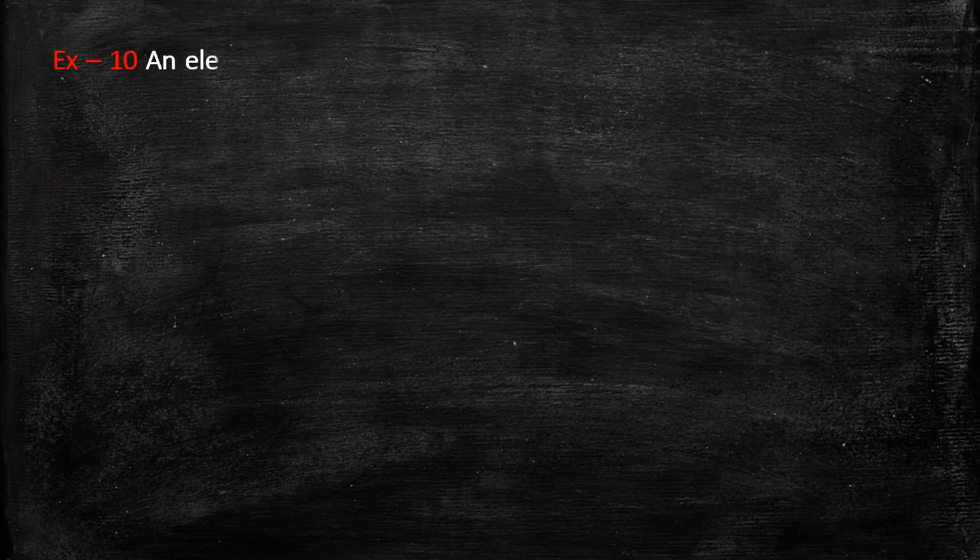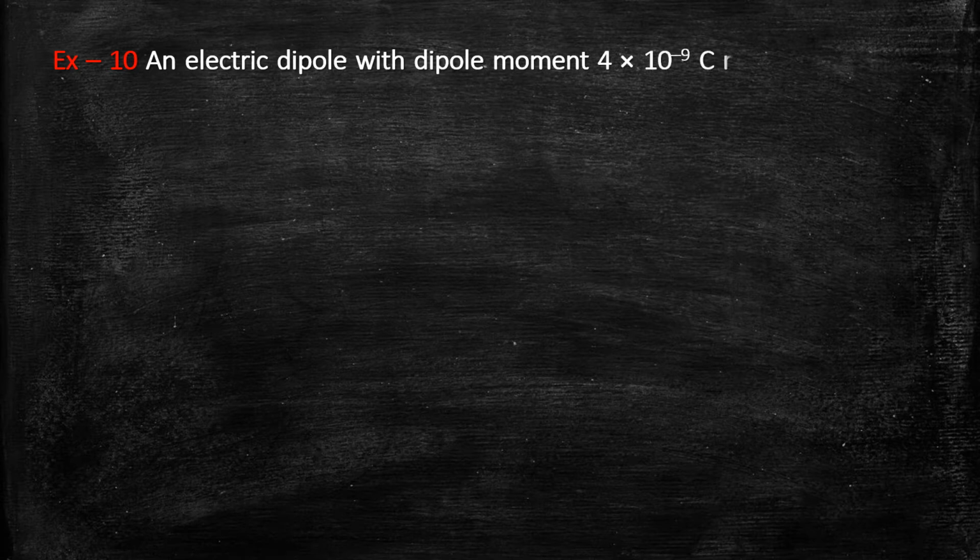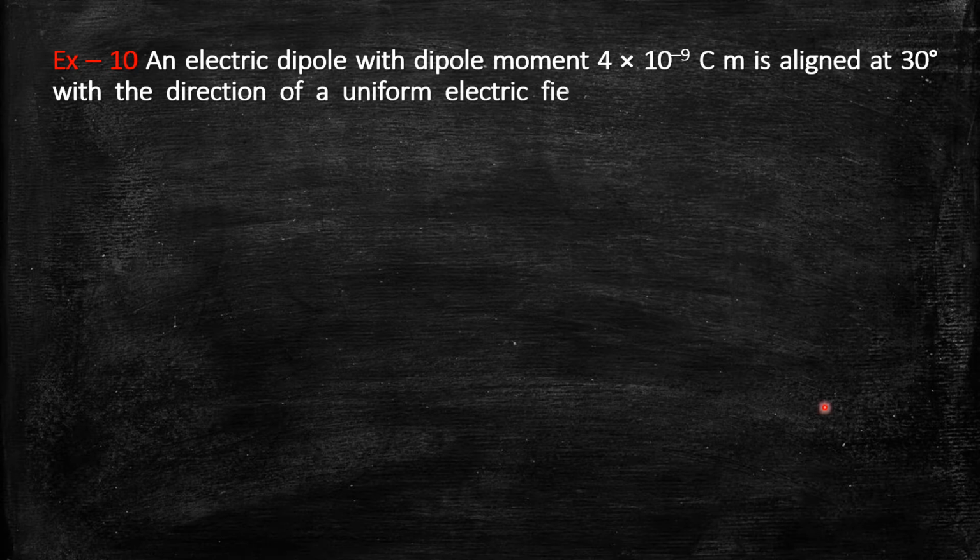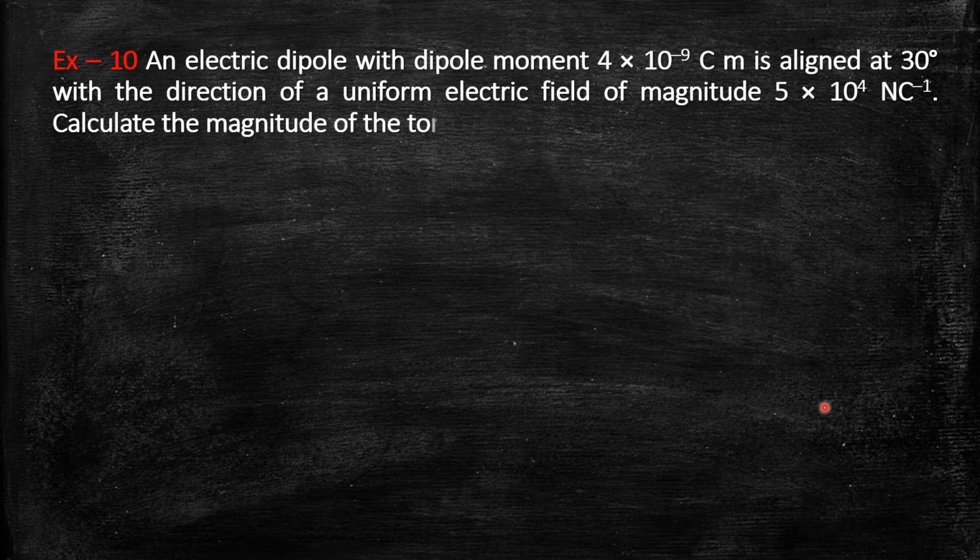In 10th one, we have an electric dipole with dipole moment 4 into 10 raised to minus 9 coulomb meter aligned at 30 degree with the direction of uniform electric field, and field intensity is 5 into 10 raised to 4 Newton per coulomb. Calculate the magnitude of the torque acting on the dipole.